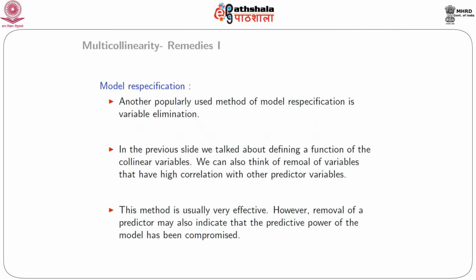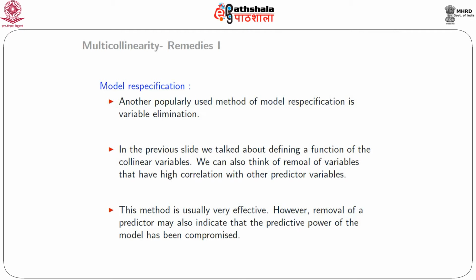Now, another popularly used method of model respecification is variable elimination. This is a very obvious method of removing multicollinearity from a data set. Suppose we have the same 3 regression predictor variables x1, x2 and x3, and we know that they are collinear. Then just keeping one predictor variable in the model and removing the other 2 which are collinear with the first one is one of the choices for removing multicollinearity.